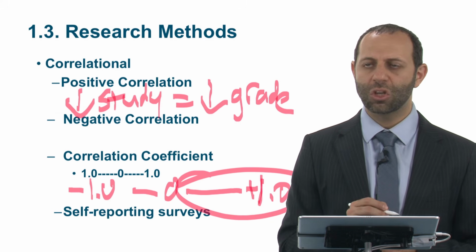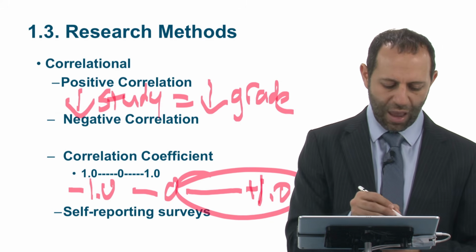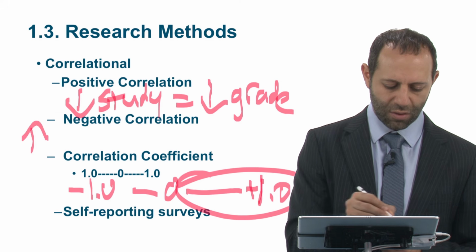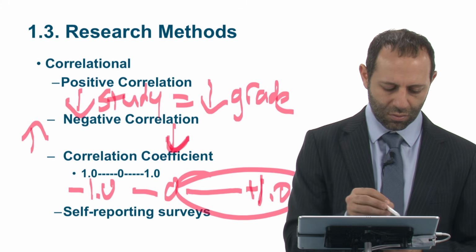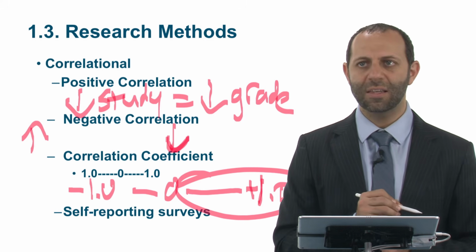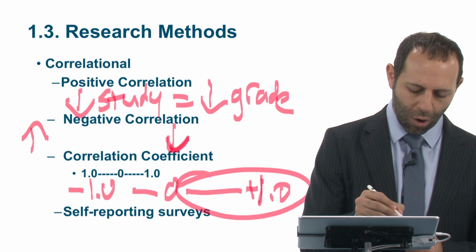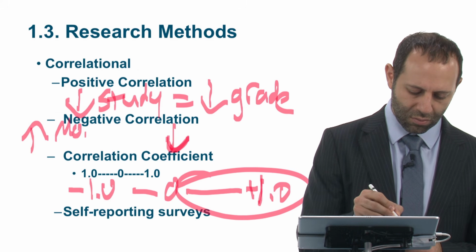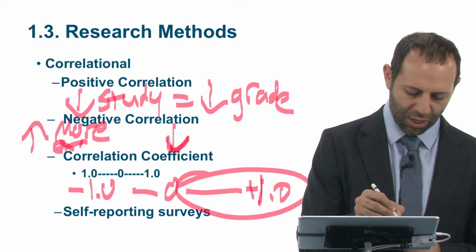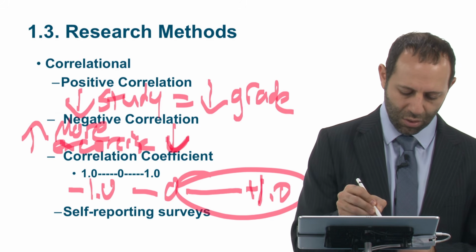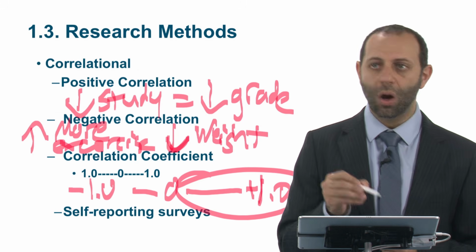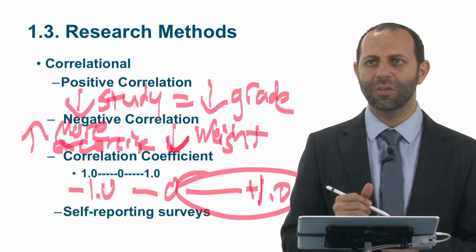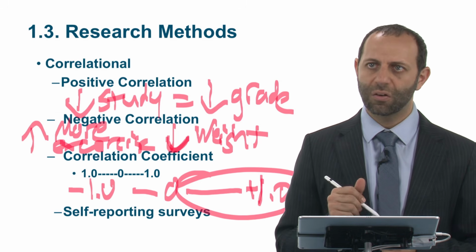A negative correlation is different in that as one variable increases, the other decreases. So I might say in this case, the more exercise, or the more time I spend exercising, the lower my weight might be. As one increases, the other variable decreases. This is a negative correlation.